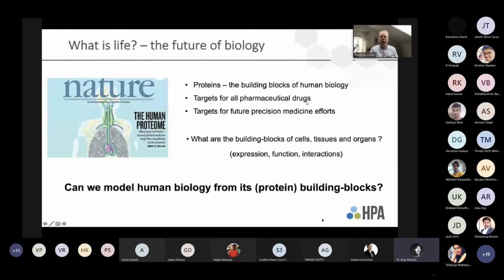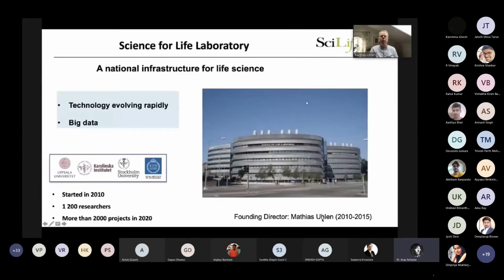So I am the founding director of an institute in Stockholm called Science for Life Laboratory, which is a national infrastructure for life science. And this was started in 2010 to actually do big data analysis and technology-based infrastructure. We are now about 1,200 researchers, and last year we ran about 2,000 projects.